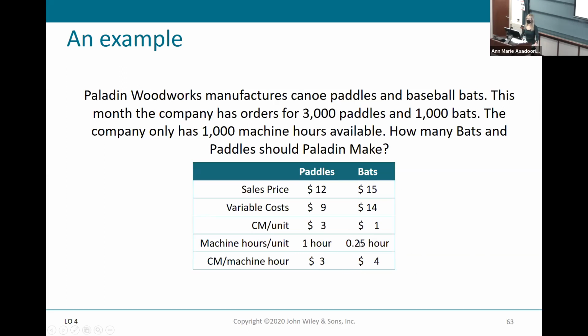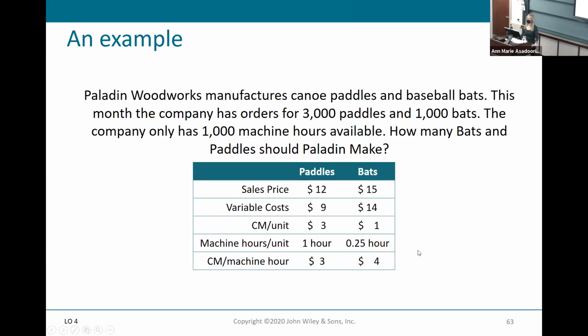So I can look at this, and because I can make 4 times as many bats as paddles, I know I want to start with the bats. So I look at what I have: back orders of 1,000 bats. And so what's my next step? What's your thought process here? Jacob? I would then use bats, as the higher contribution margin per hour, and see how many I can make. Okay, and how many could you make?